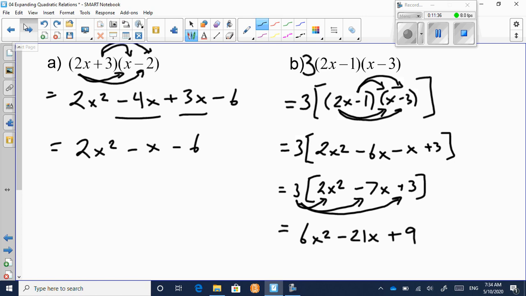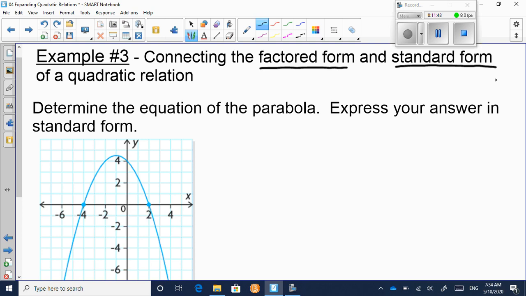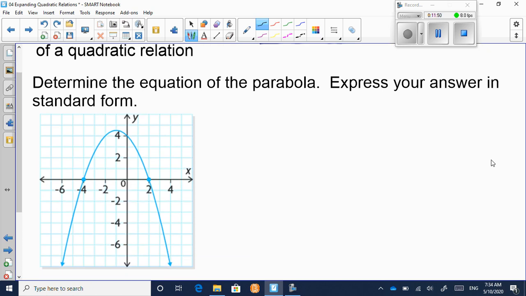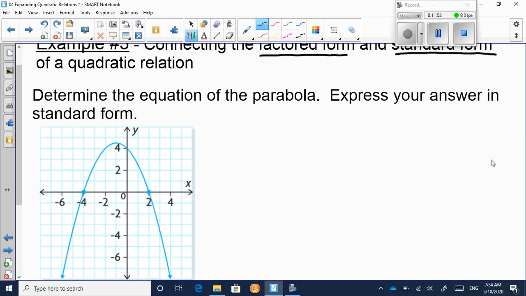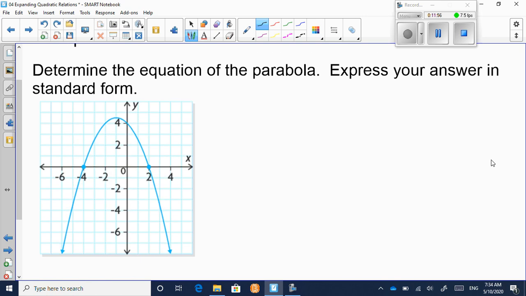Okay. Let's do one more example here. It says connecting the factored form and the standard form. So this is really what I talked about right at the beginning of the lesson, is let's connect these. And so this says determine the equation of the parabola and express your answer in standard form. So this is kind of a really good one. So you've been given this U-shaped parabola.